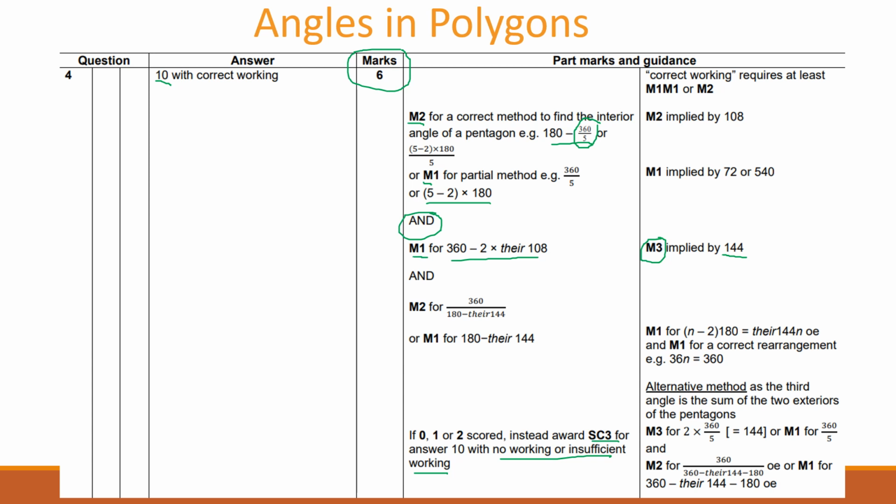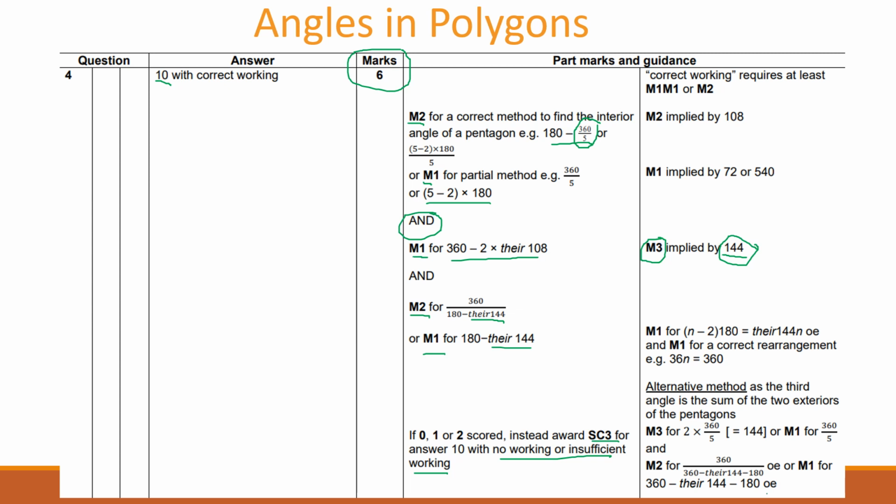Now there's 2 method marks for doing your 360. So that's the sum of the interior angle divided by the 180 take away their 144. Now their 144 means your answer for that 144. So your angle that you worked out up here of 144, whatever answer you got there, if you use that in this calculation here, you will get 2 method marks. Same here below, there's a method mark for doing 180 take away your answer you got earlier for that 144. So that's where the method marks are awarded in this question.